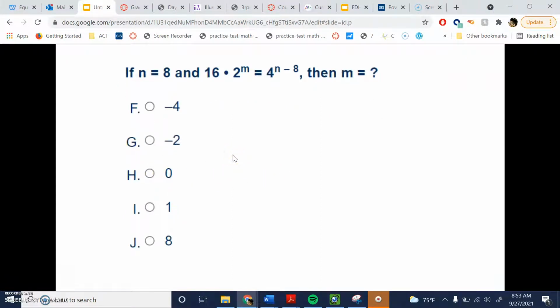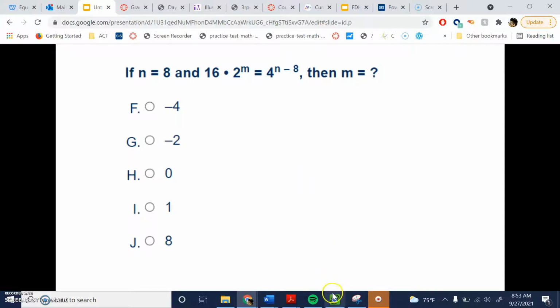Okay, next one. This one's tricky. Exponent style. N equals 8. 16 times 2 to the m equals 4 to the n minus 8. Oh my goodness. Then what does m equal? Okay. So it gives you n, you got to find m. Ready, set, go.